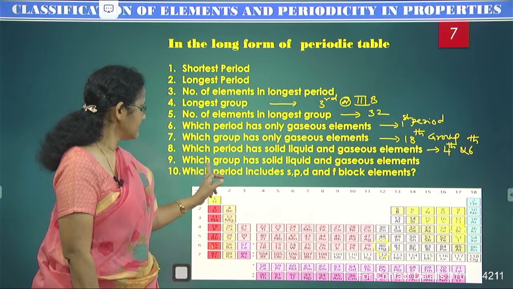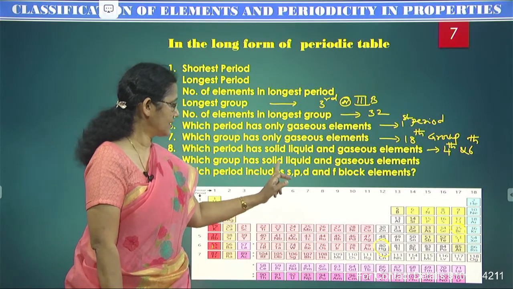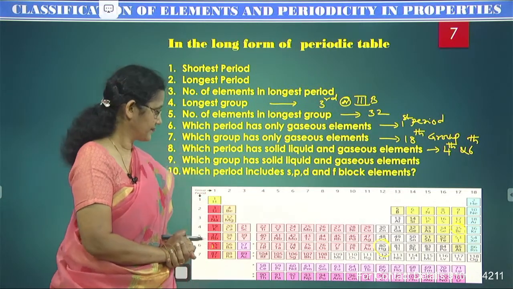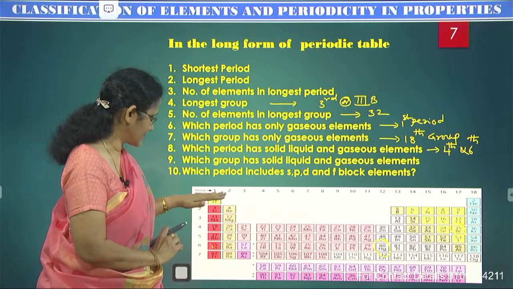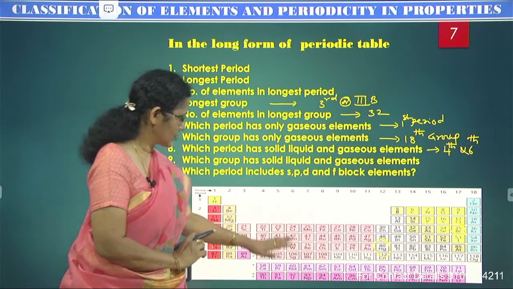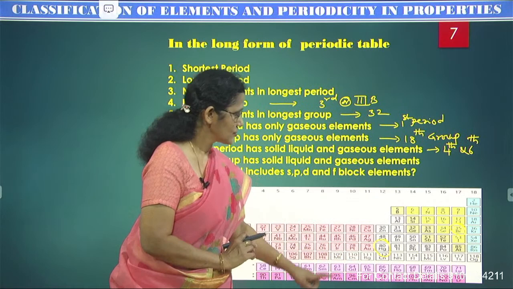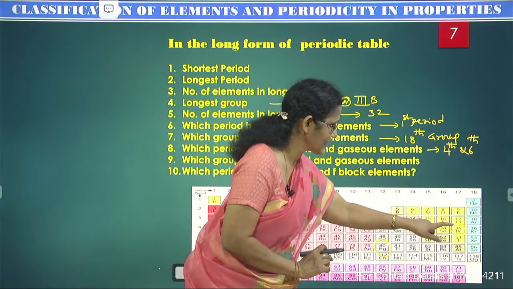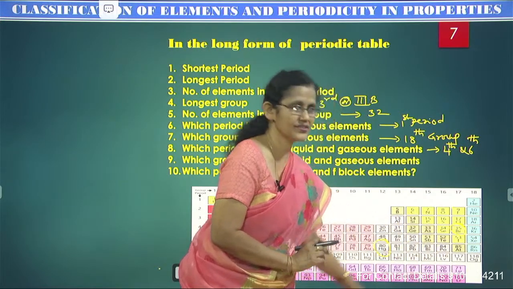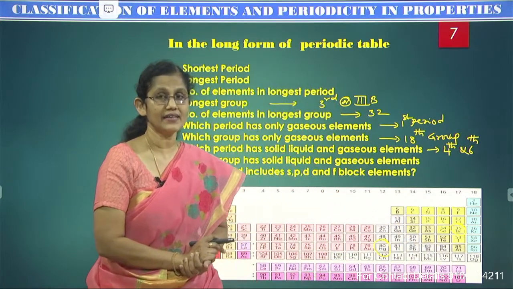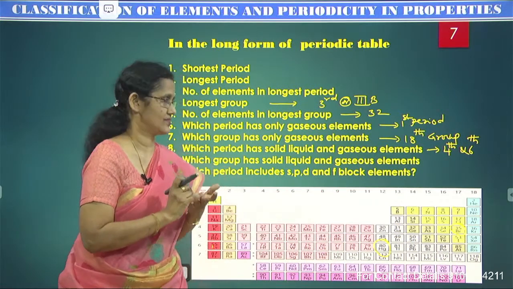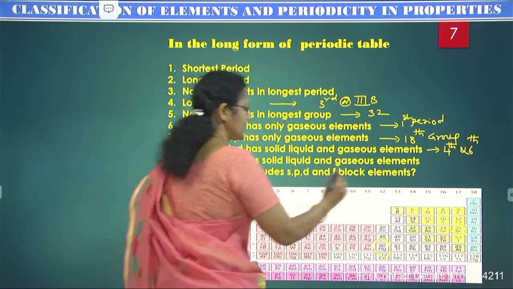9th question, which group has solid, liquid and gaseous elements? Group, check group. See here, only gas, remaining all are solids. These are all we said solids, right. So now which is liquid? Bromine, right. Fluorine, chlorine, gases, bromine is liquid, iodine, astatine, solids. So 17th group has solid, liquid, gases. So 17th group.